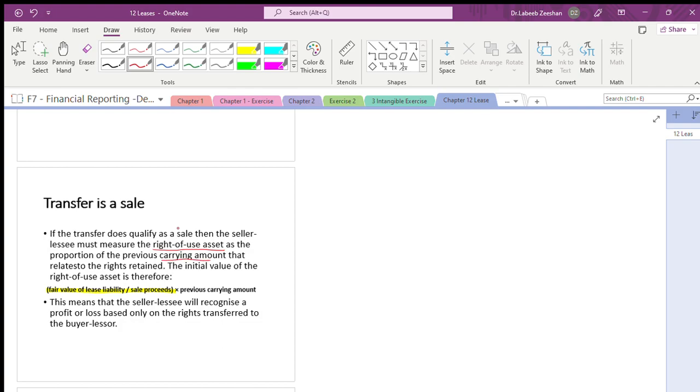See what happens when the transfer is a sale. Take an example, that's very important. Take the example of a car. The cost is 15,000, and the depreciation is 7,000. Say the life is 5 years, and this is after 2 years of depreciation. Now the carrying amount is 8,000. This much we are entitled to.